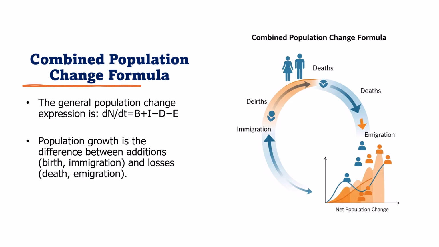The combined population change formula is given in the slide, which captures the overall dynamics by considering the births, immigration, deaths, and emigration. This comprehensive approach highlights the balance between population additions and losses, offering a clearer understanding of growth patterns for human populations.